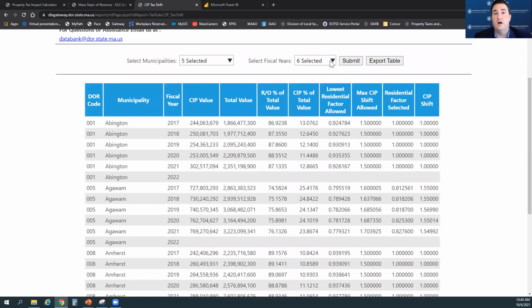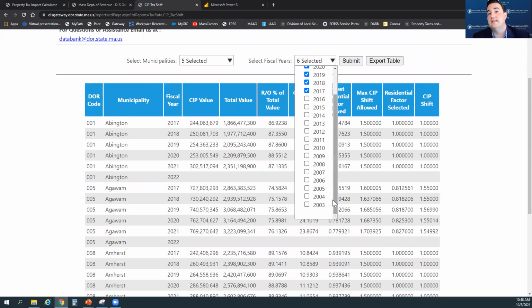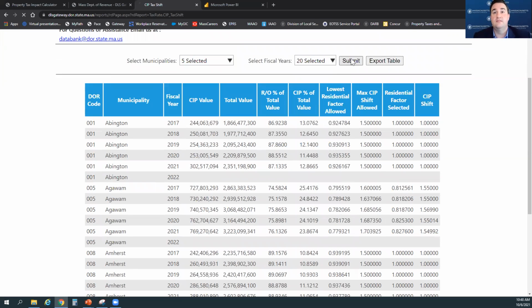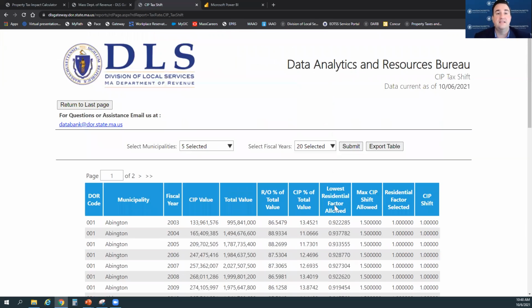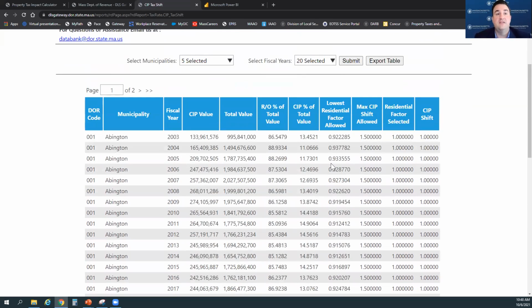And if you want to go all the way back, this data set goes to 2003. Feel free to go as far back as you need to. But again, if you're a new assessor, if you're new to municipal finance, you can see historically what that community has voted compared to another community that you might have worked in, or how they stack up with communities around them.